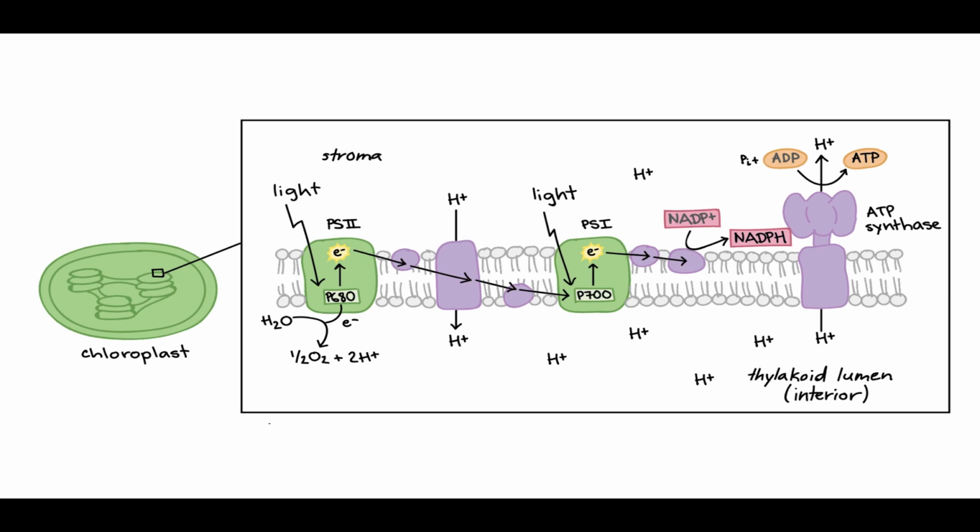Then this electron ends up in photosystem 1, replacing the electron that was excited by light in photosystem 1. This final electron is then used to reduce NADP+ into NADPH. Going back to the protons, ATP synthase utilizes the proton motive force, which is just the force of moving protons. And the ATP synthase uses this energy to phosphorylate ADP into ATP.